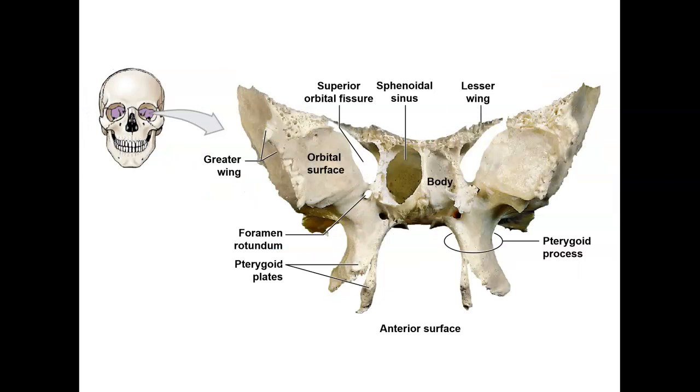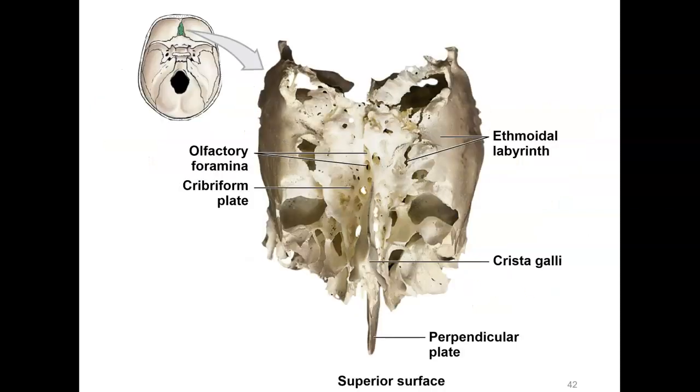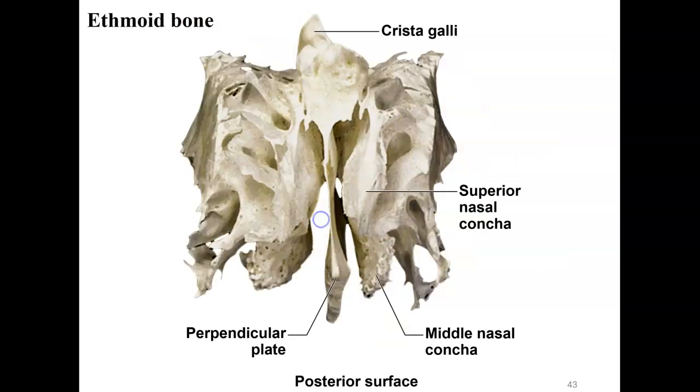Looking at it from the front, you see the different parts also. You can definitely see the sphenoidal sinus cavity. And next, we're coming into the ethmoid bone. That's going to be in the center also. And looking at it from the side there.